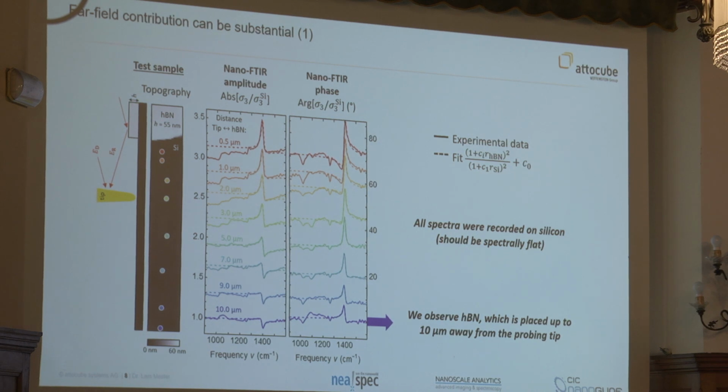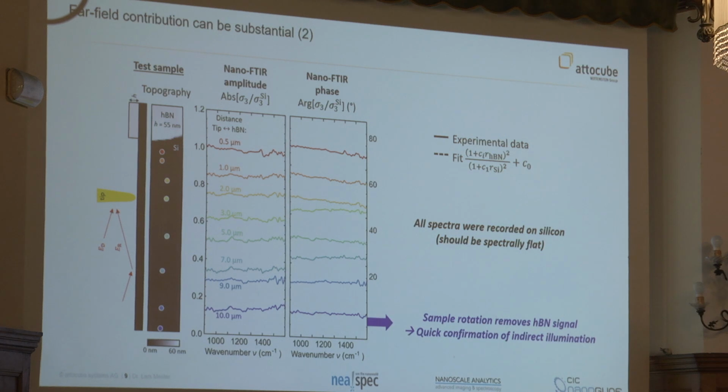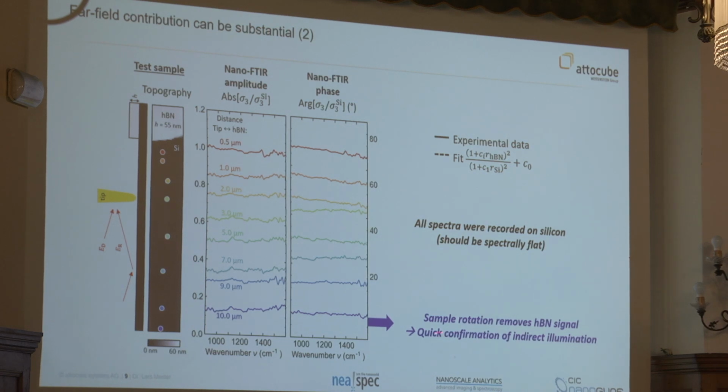One way to, first of all, avoid this problem and to also show that it's an illumination effect is just rotate the sample so that we illuminate from the other side. And now we can see this peak that was here before, it's gone. And this is clear because there's no hBN here. So this is a quick test also for your experiments. If you think it's possible, there's an illumination effect, just rotate the sample by 90 degrees, 180 degrees. Does anything change? If yes, then probably it's a far-field effect.